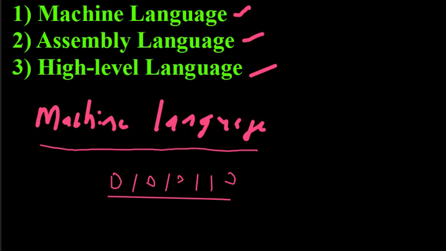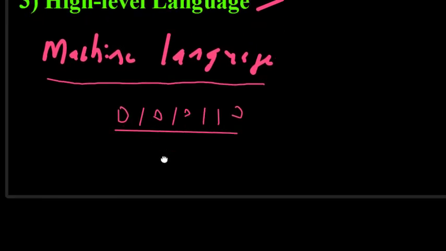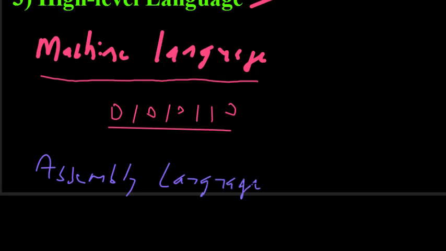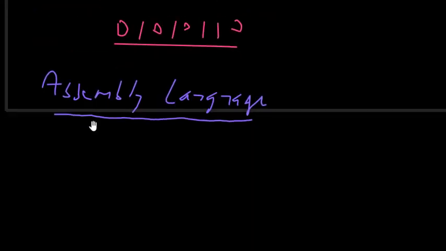Then the second choice is assembly language. We can use assembly language. In assembly language, we write some mnemonics and then convert those mnemonics into some type of code. For example, if I write the instruction MVI A, comma 13H.